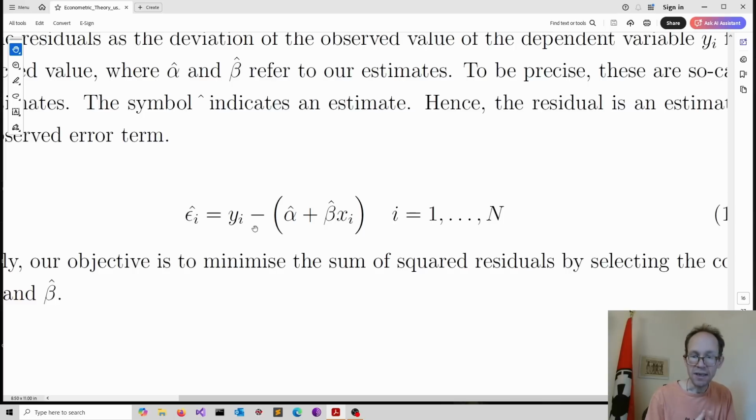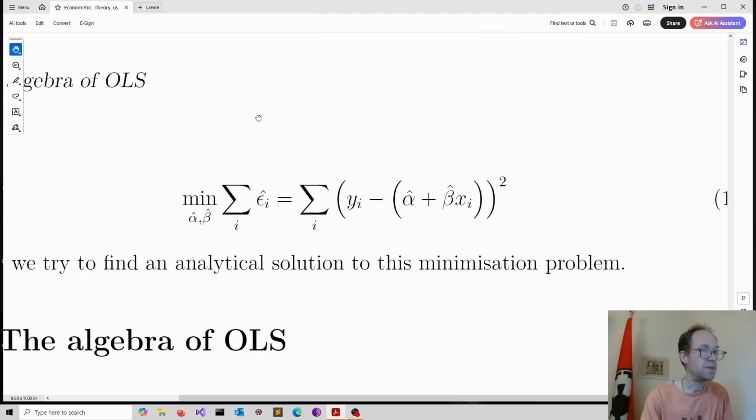To be precise, these are so-called point estimates. The symbol hat indicates an estimate. Hence, the residual is an estimate of the unobserved error term. Finally, our objective is to minimize the sum of squared residuals by selecting the coefficients, the alpha hat and beta hat. We can write this as follows. So this here is our minimization problem.